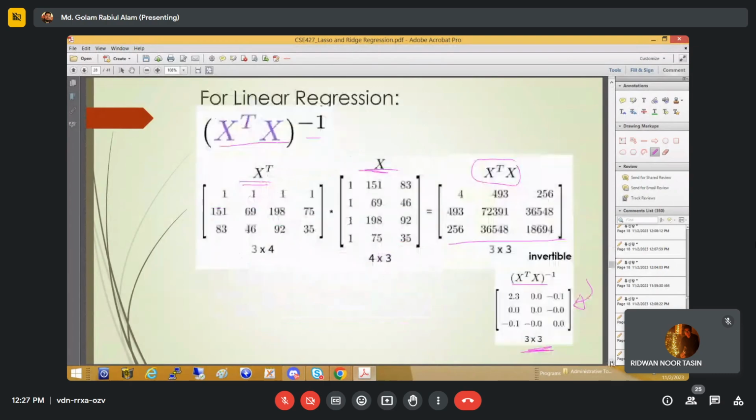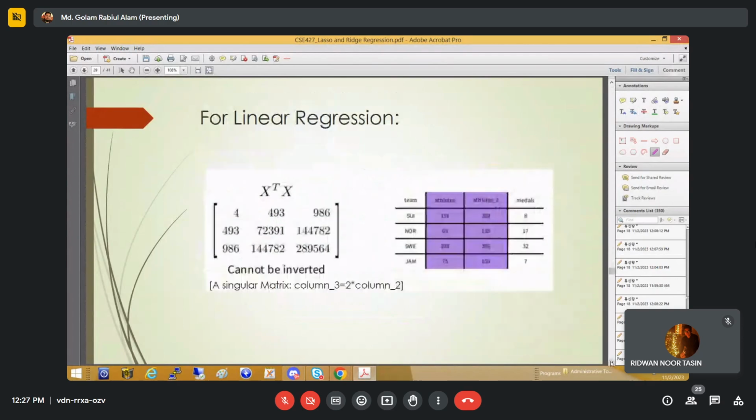So a few things we have to remember here. This is only for the ordinary least squares method, but we didn't use lasso or ridge regression in this case.